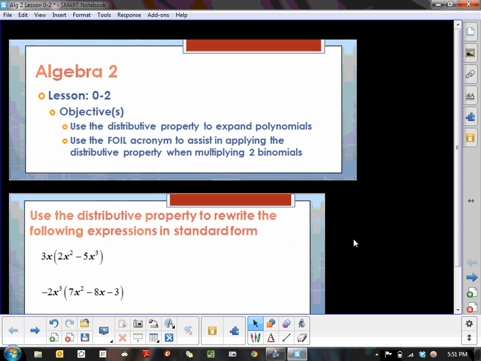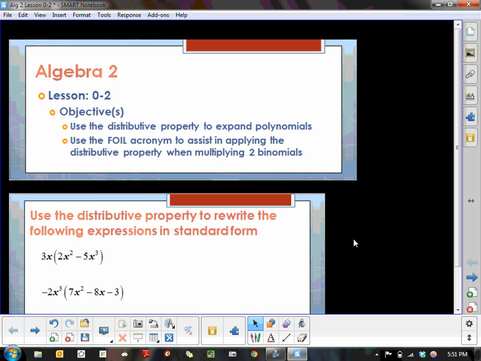In Lesson 2 of Chapter 0, we're going to look at two objectives, but really related to the same idea, and that is using the distributive property to expand polynomials. So we've got some vocabulary words here. It's called the distributive property, which we should be familiar with. The word polynomials: poly means many, and nomials are products of monomials, so we can look at some of that.